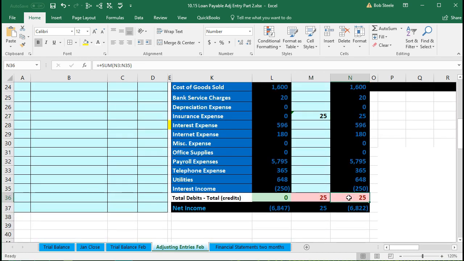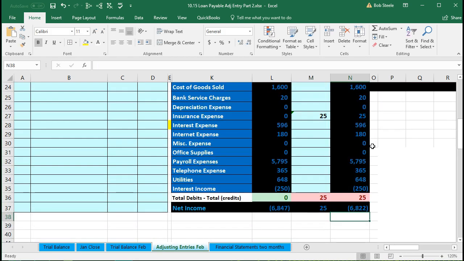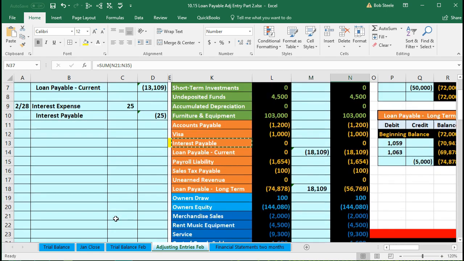We are out of balance now by the 25 till we record the other side, and we see that that has decreased the net income. Remember, net income is revenue minus expenses, and these revenue accounts are credit balance accounts, expenses debit balance accounts. Therefore, this bracketed number is revenue over expenses, or net income. It was at 6,847, went down by the 25 to the 6,822. Let's now record the other side.